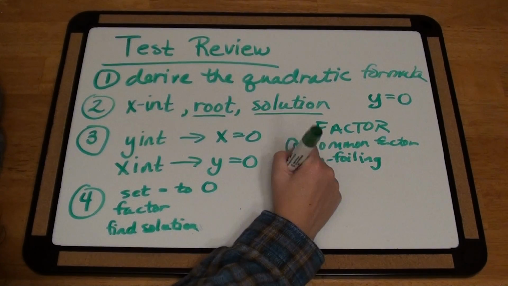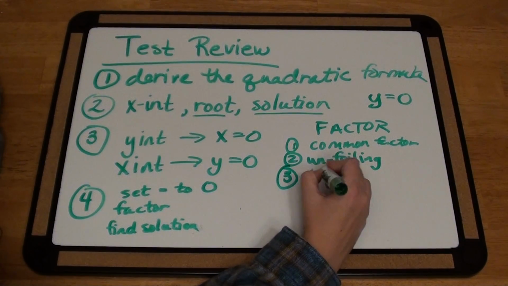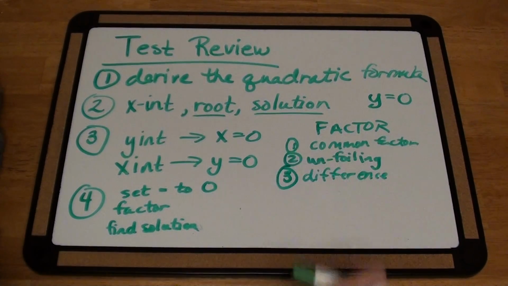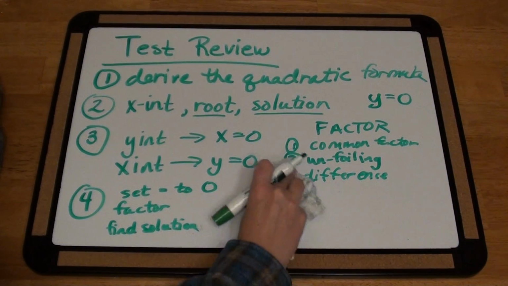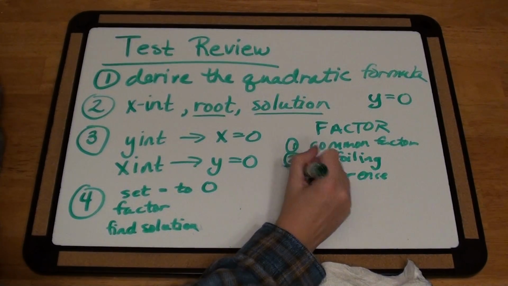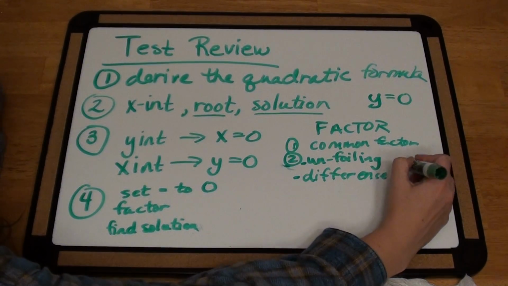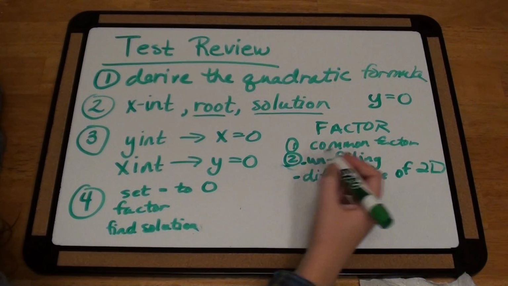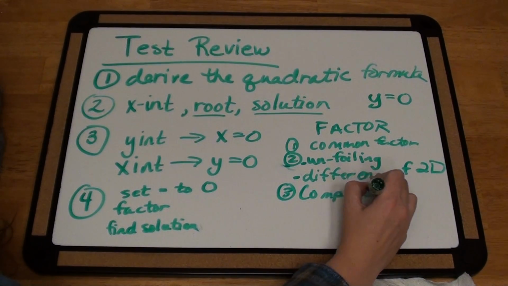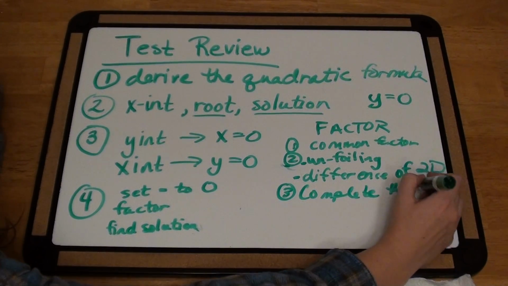Three, you have special things like the difference of two squares. Actually, that's just part of number 2. This is part of number 2. This is part of number 2. Okay. Third, you can complete the square, and we do a lot of completing the square right now to get it into vertex form.